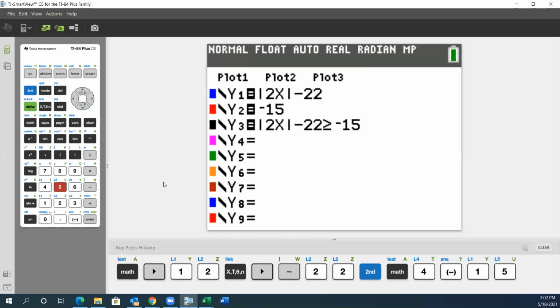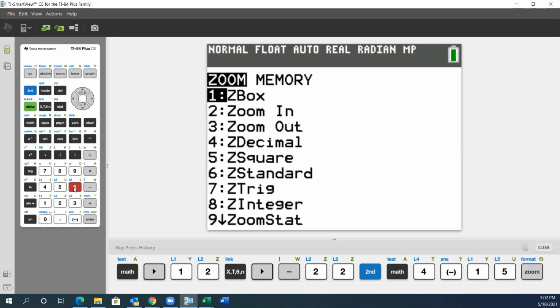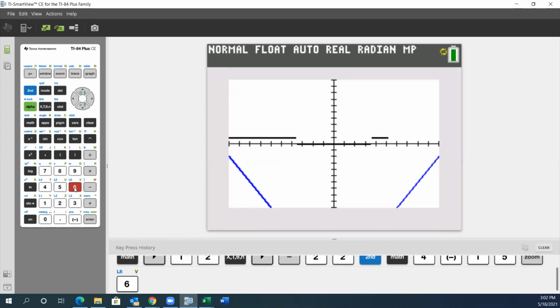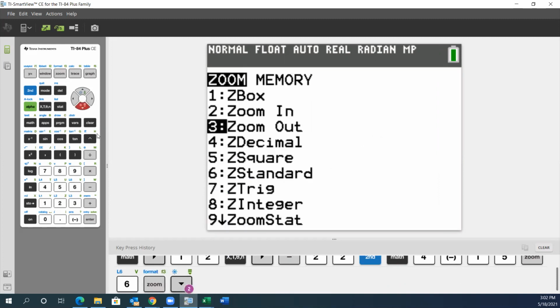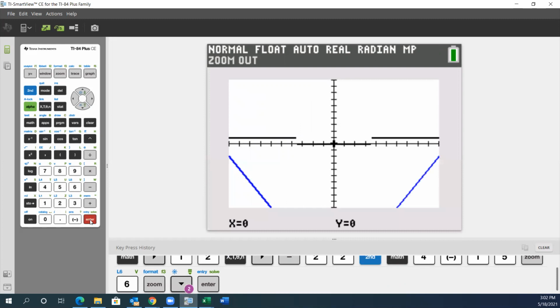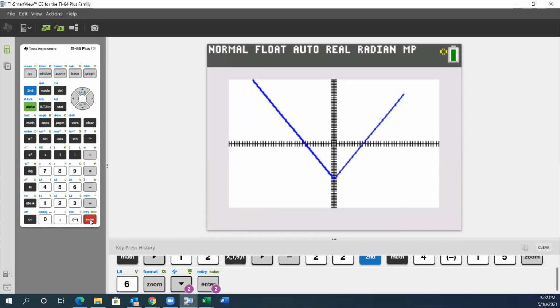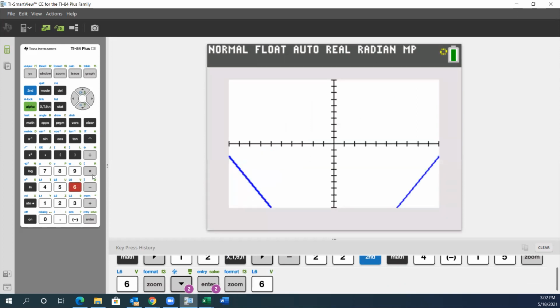negative 15. Okay, so then I'm going to go to Zoom 6. Hopefully that'll show me something wonderful. Okay, I think I need to zoom out a little bit more. I'll just go zoom out. Hopefully that'll be okay. Uh-oh. I'm going to go back to Zoom 6. That makes it hard to see the Y3 line.